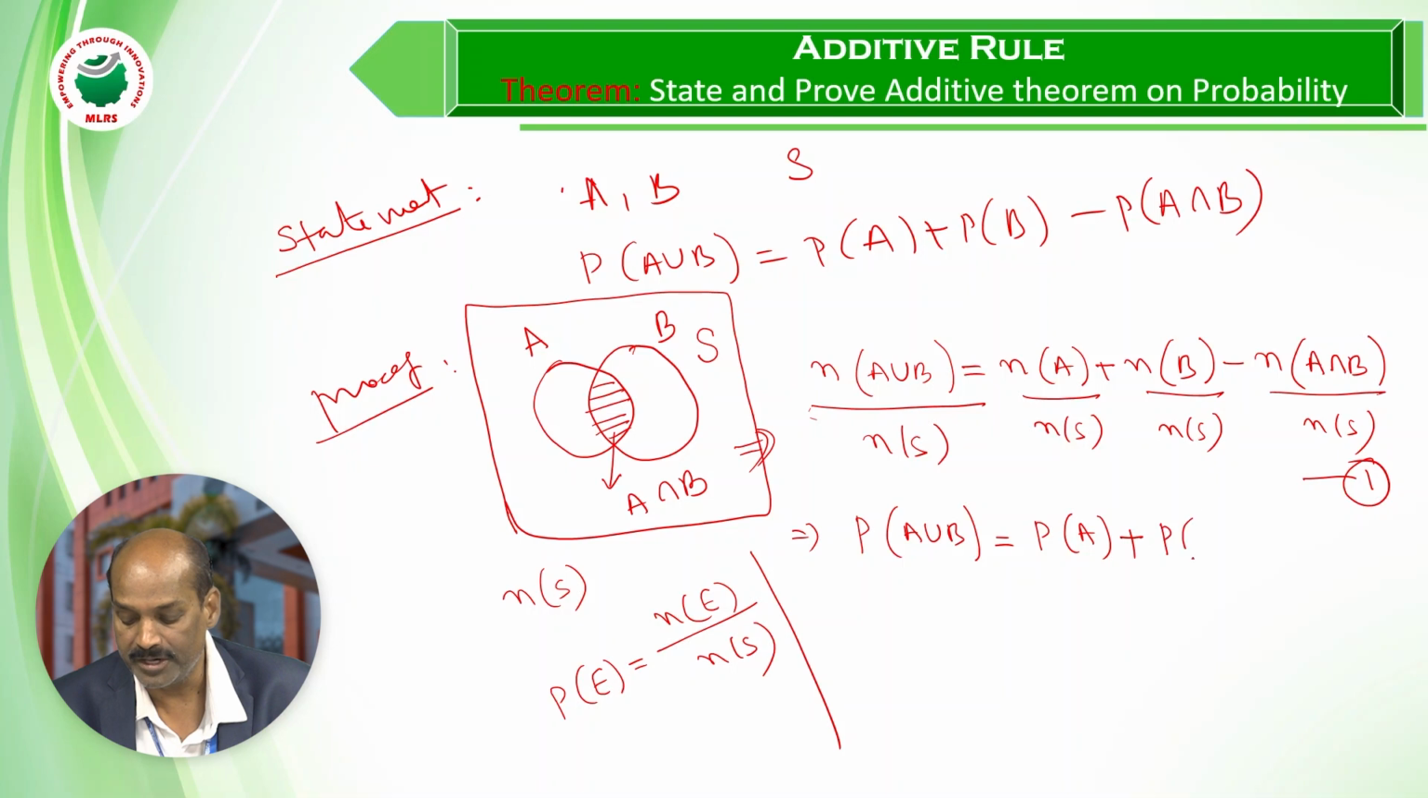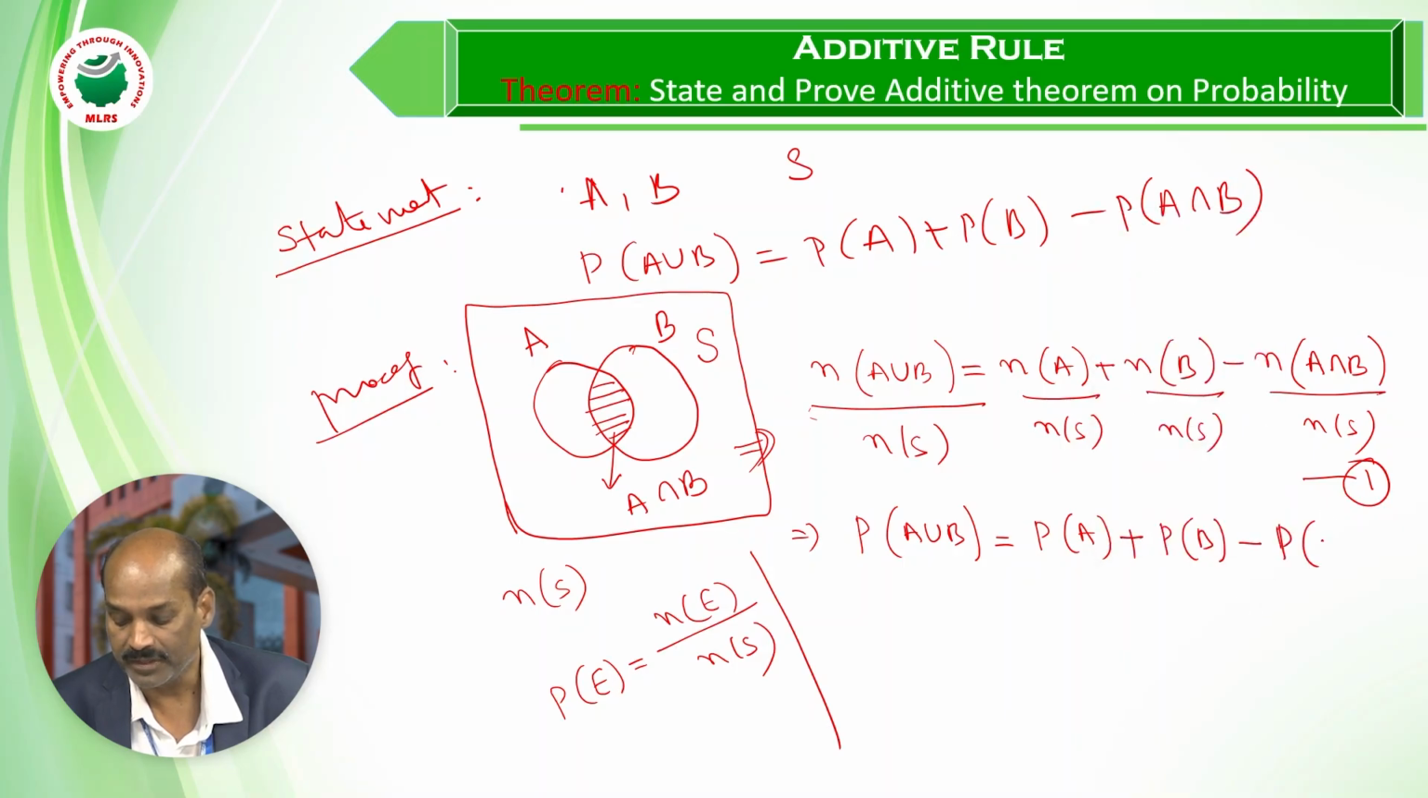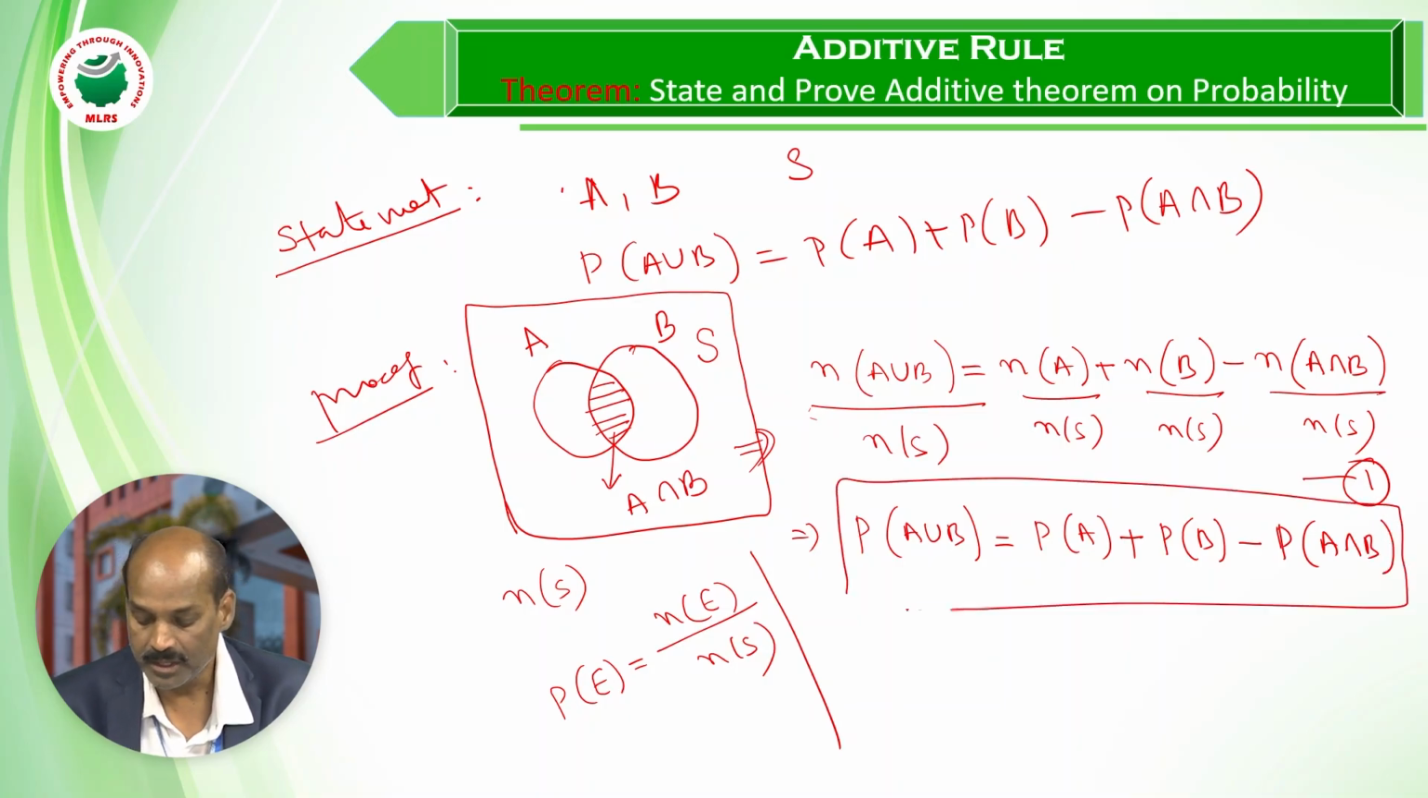This becomes probability of B minus n of A intersection B by n of S. This is the probability of A intersection B. Okay. Now you see we got the statement of the additive rule. What is the statement here? Probability of A union B equals probability of A plus probability of B minus probability of A intersection B.